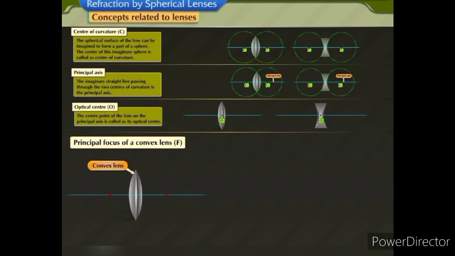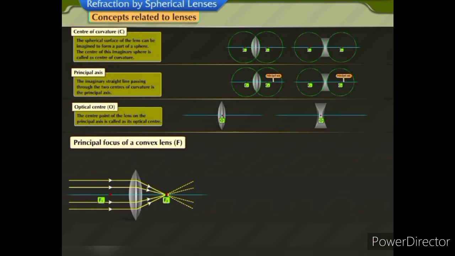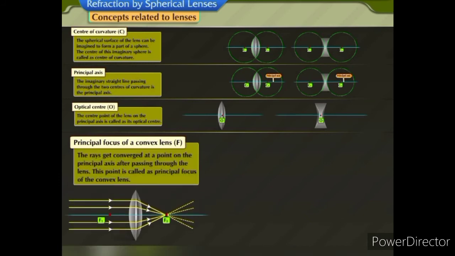Principal focus of a convex lens, F. To understand what the principal focus of a convex lens is, consider several rays of light parallel to the principal axis incident on one of the surfaces of a convex lens. The rays get converged at a point on the principal axis after passing through the lens. This point is called the principal focus of the convex lens. If the parallel rays are incident on the other surface of the lens, the rays will converge on a point on the opposite side. Thus, a lens has two principal foci.